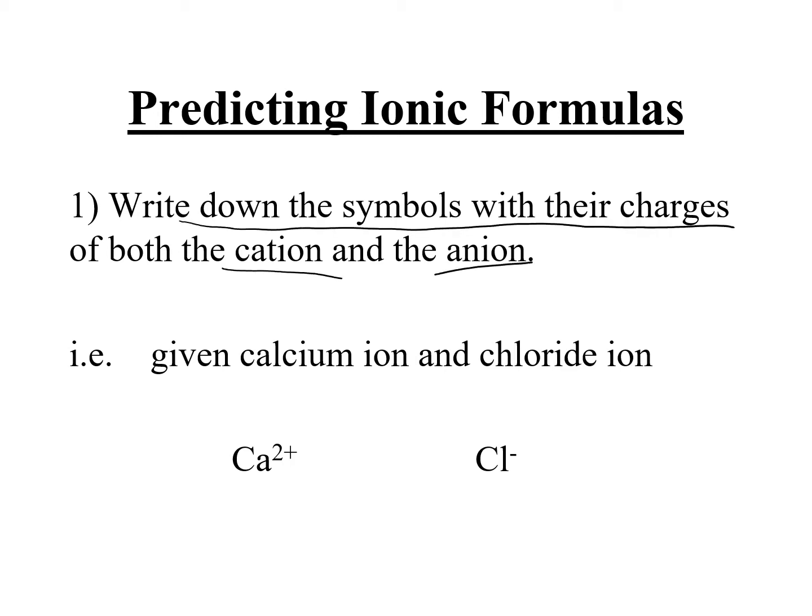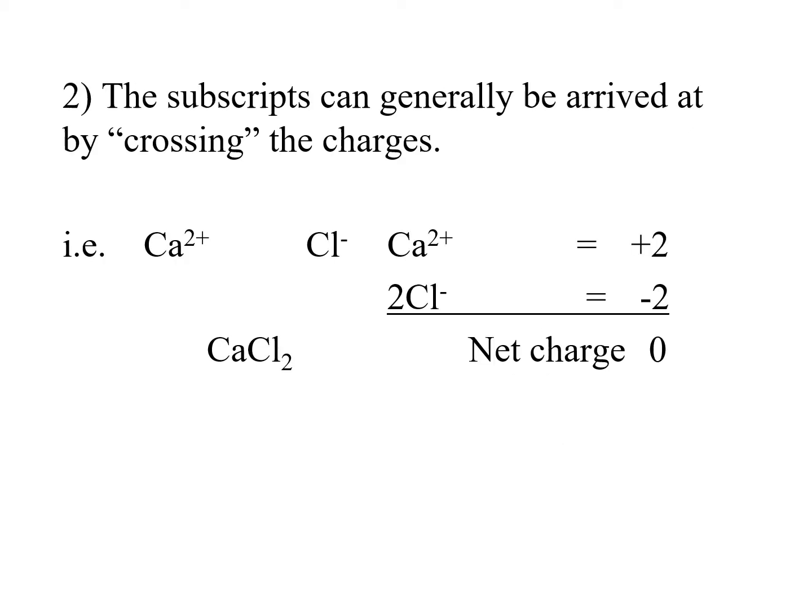So if I was to give you the name calcium ion, you know its ion symbol would be Ca with a superscript 2+. And if I told you we had chloride ion, we would know that would be Cl with a superscript 1-. Now, to predict the ionic formula formed from calcium ion and chloride, what we're going to do is what we call crossing the charges.